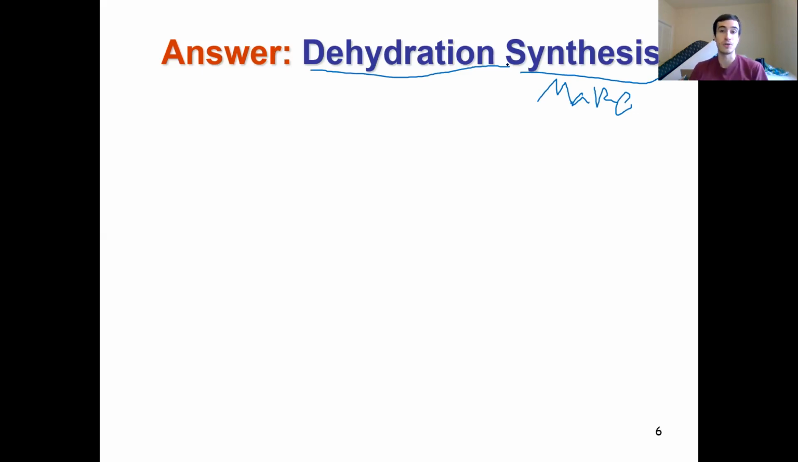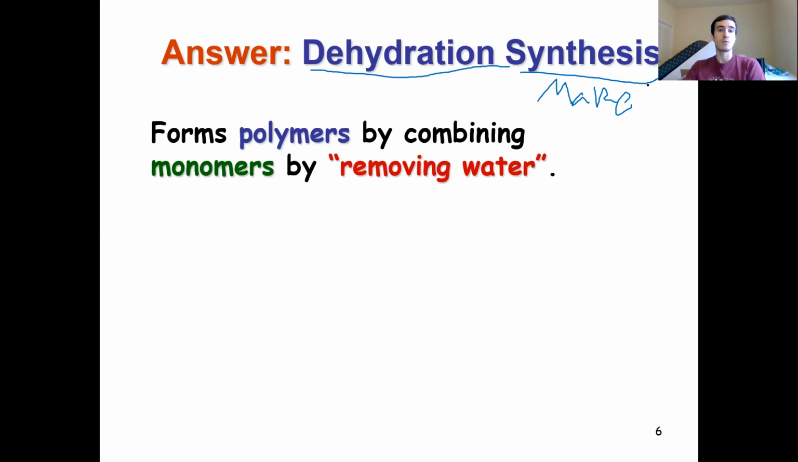If somebody is really sick and really dehydrated, that means they are losing a lot of water. They don't have a lot of water. And so dehydration synthesis is losing water in order to make something. In this case, in order to make a macromolecule. So we form these big structures, these polymers, by sticking these monomers together by what's known as removing water.